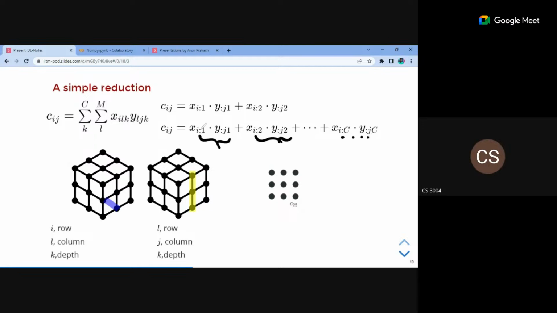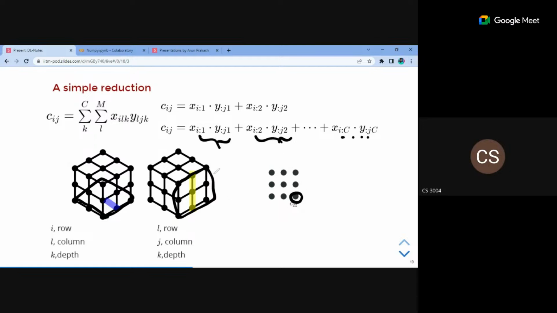Okay, if you expand this, you can see that the dot product is simply an element-wise product and then summing things up. So we take this matrix slice and this matrix slice, then multiply element-wise and sum it up. That's how we compute a single element.